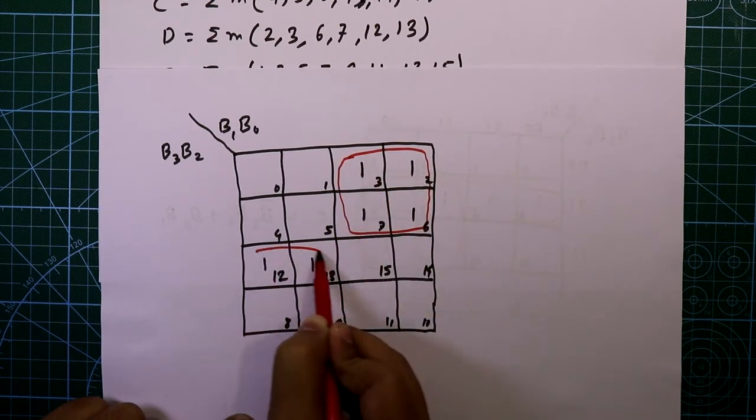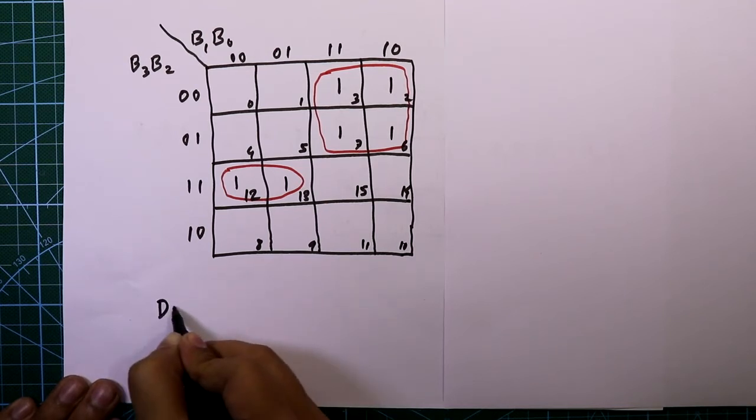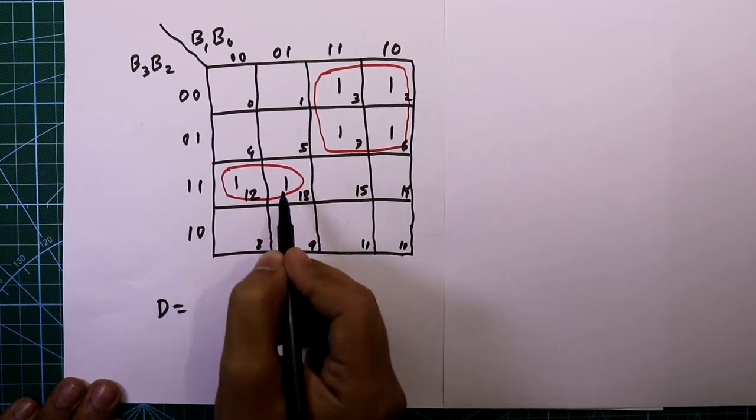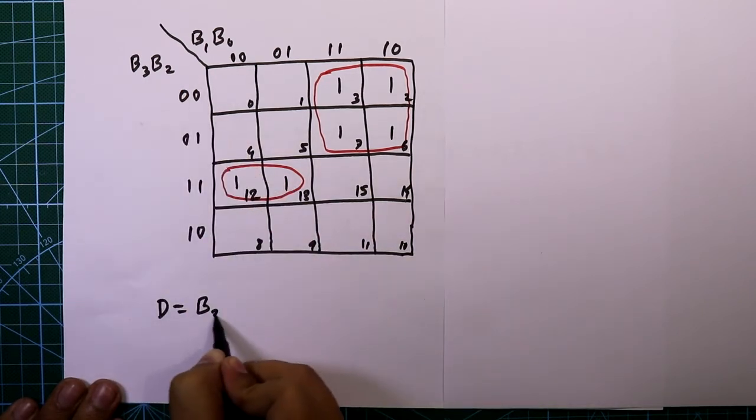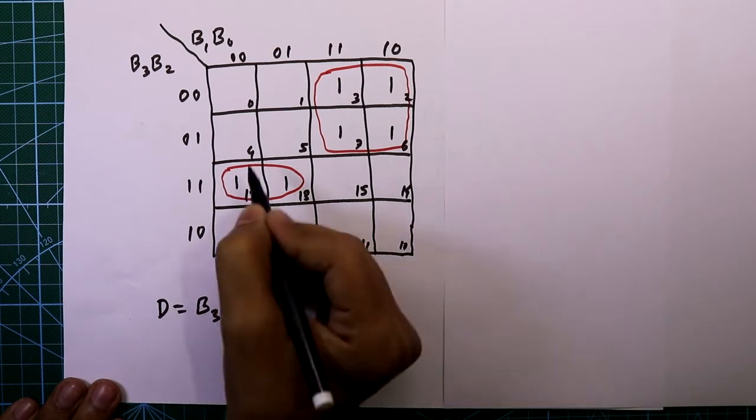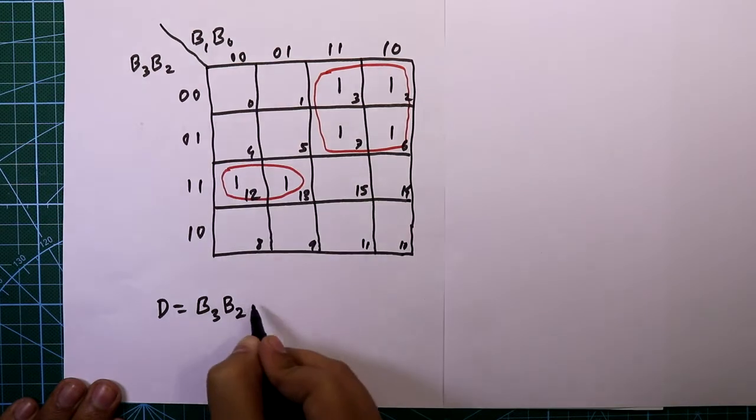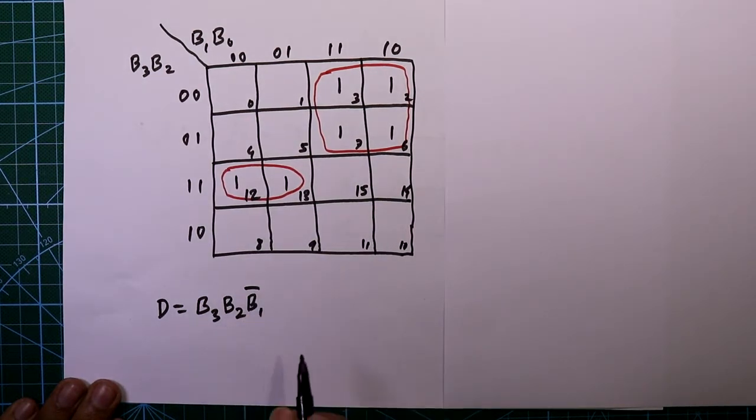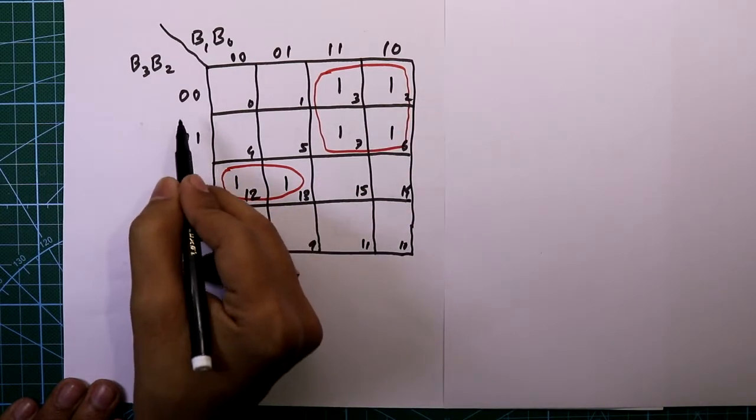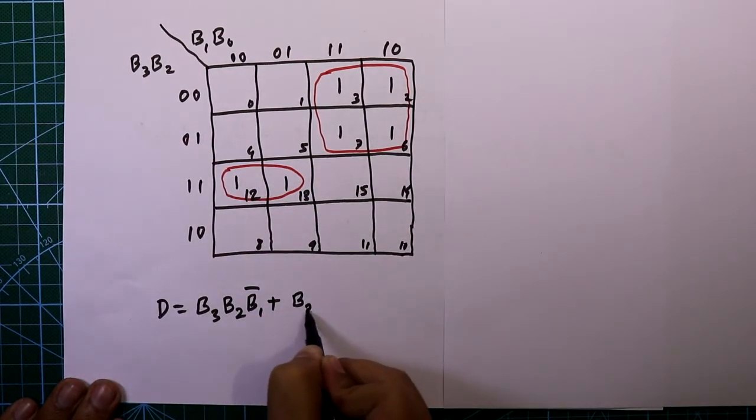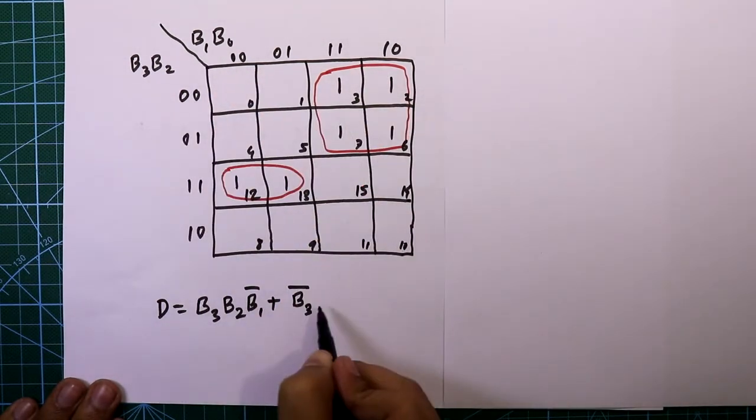Here is one group, this one another. From this we can write D equal to, in this group, this 1, 1 is common. So B3, B2. And in the top side, the 0 is common, 0 means B1 bar, plus from this group, here 0 is common, so B3 bar, and in the top side, 1 is common, so B1.